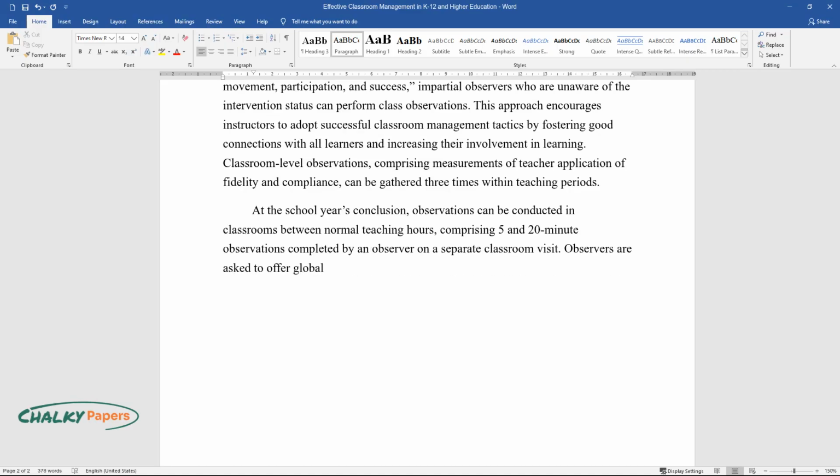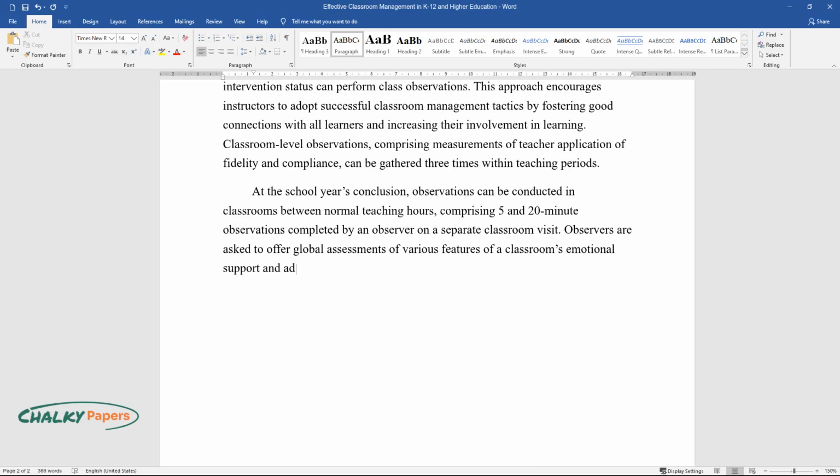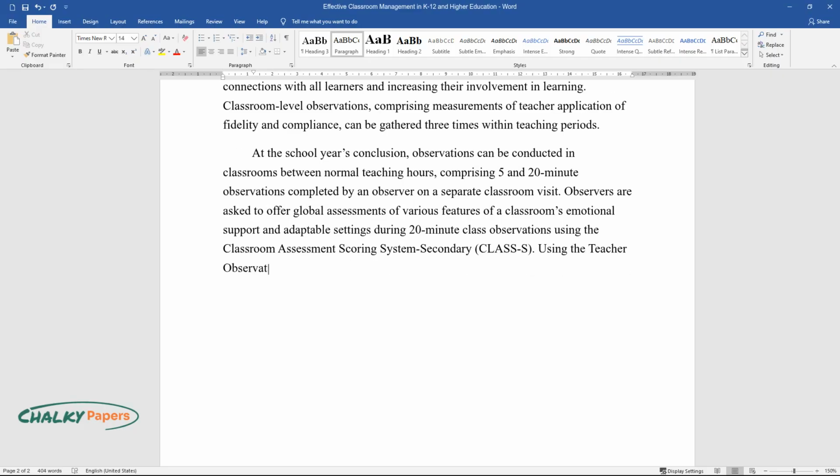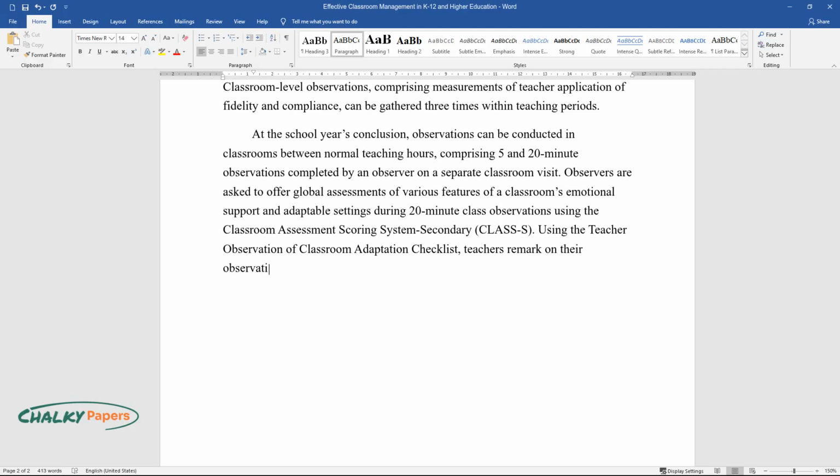Observers are asked to offer global assessments of various features of a classroom's emotional support and adaptable settings during 20-minute class observations using the Classroom Assessment Scoring System Secondary, Class S. Using the Teacher Observation of Classroom Adaptation Checklist, teachers remark on their observations of children's social and academic conduct.